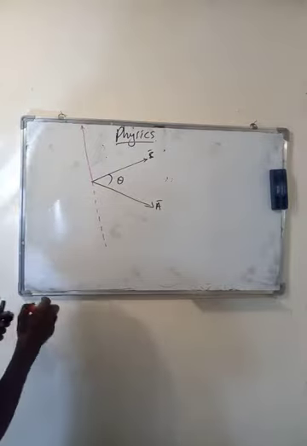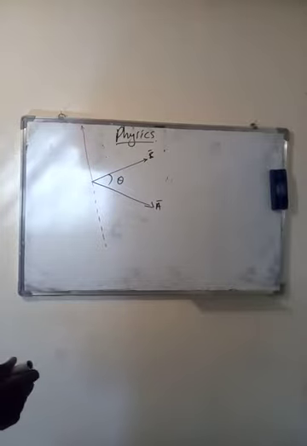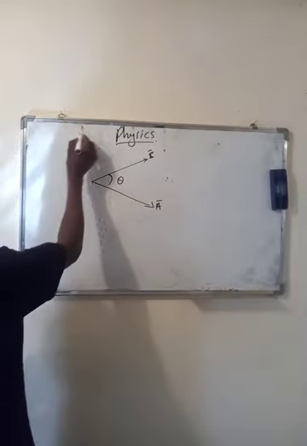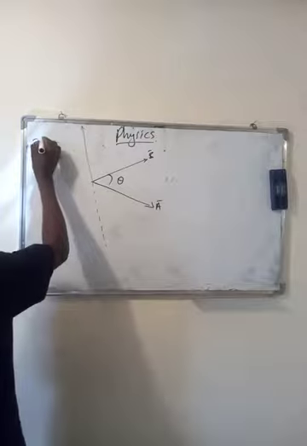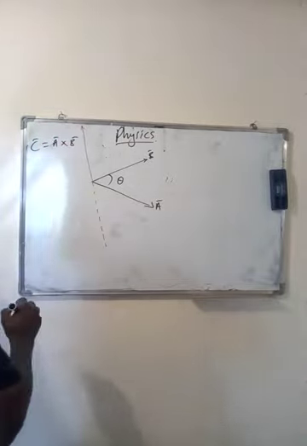So what we're saying is that we have A and B, which are being multiplied. So this is vector C, which is A multiplied by B.